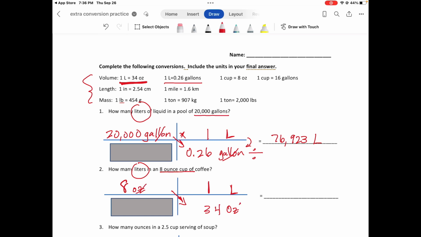Now our ounces are going to cancel. We're going to be left with the units of liters. So now to calculate this, once again, we take 8 times 1 divided by 34, and we get 0.24 liters. Okay, I rounded to 2 decimal places there. All right, so that is the answer for that one.